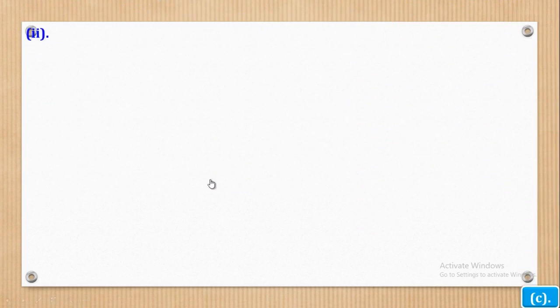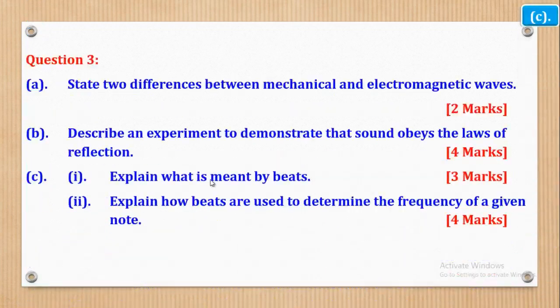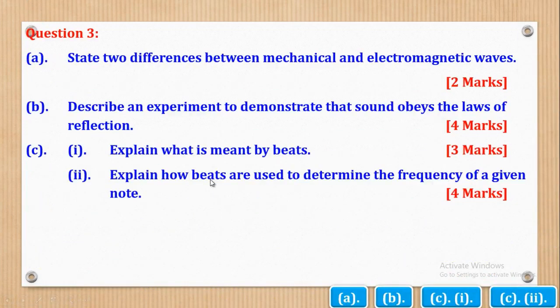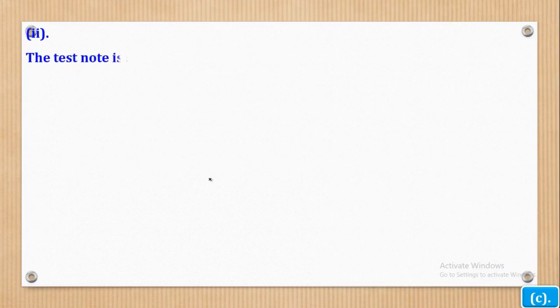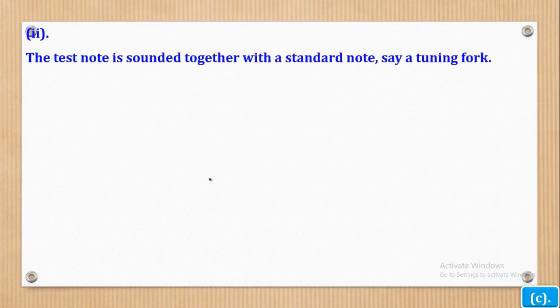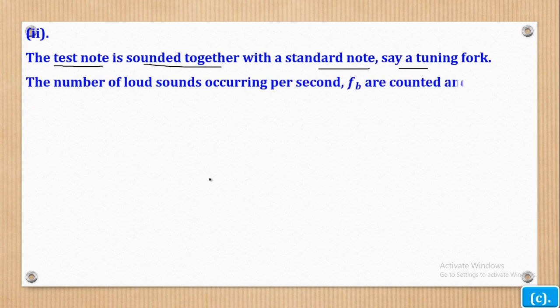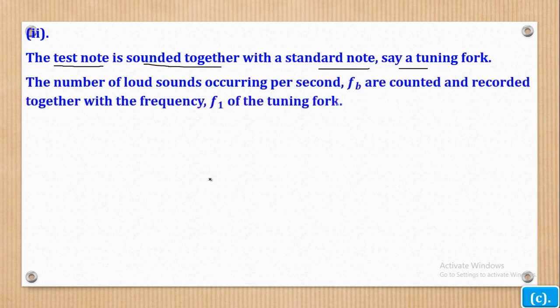So now we shall go to part C, Roman 2. It says, explain how beats are used to determine the frequency of a given note. So you come and say that a test note is sounded together with a standard note, say a tuning fork. The number of loud sounds occurring per second, FB, are counted and recorded together with the frequency F1 of the tuning fork.